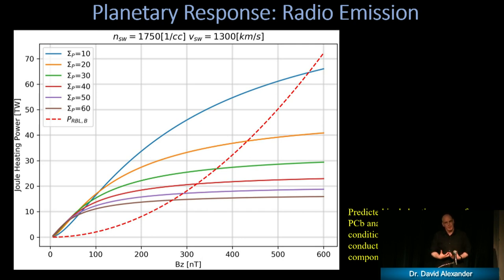It can only support so much of these currents. And when you do that, you get what's called saturation. And so this dashed line, I know it doesn't look like a straight line because it's a different kind of plot. This dashed line is that prediction.